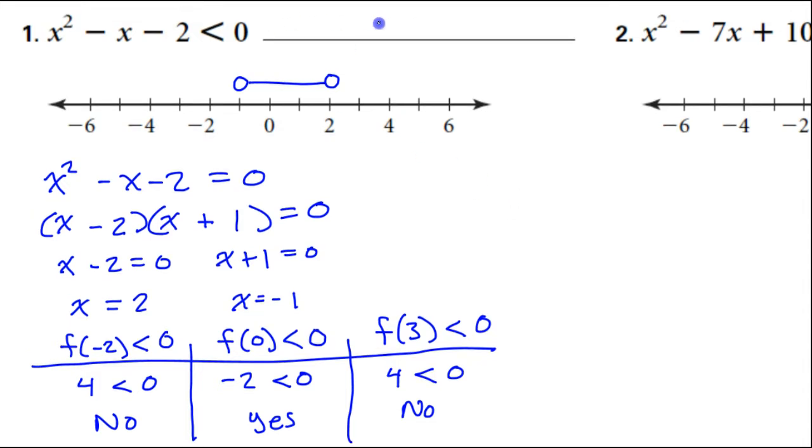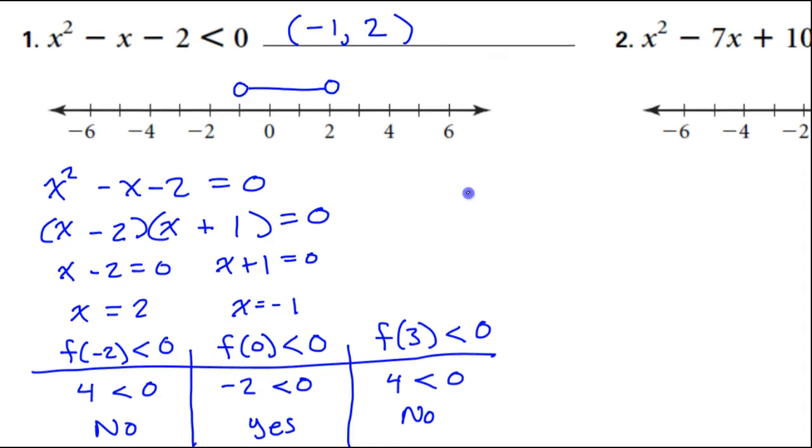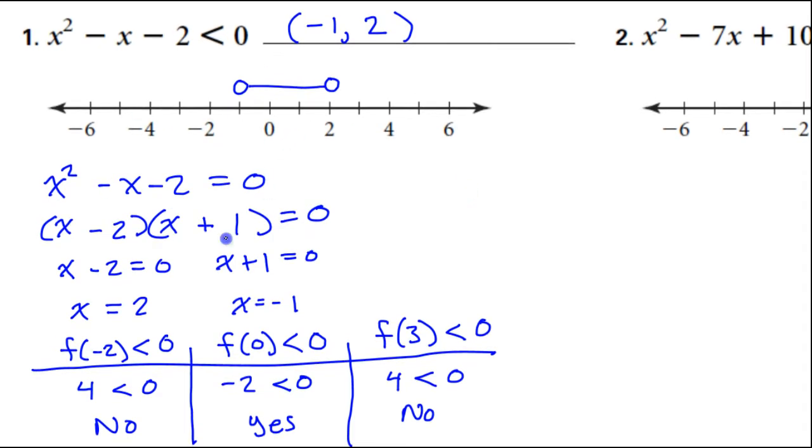And that just leaves us to record the solution in interval notation up here. So in interval notation, our solutions run from -1 to 2. So I'm going to put -1, comma 2. And then we will use parentheses to indicate that -1 is not to be included as a solution, and 2 is not to be included. Parentheses mean do not include the endpoints. And that's it. That's the complete solution to problem number 1.